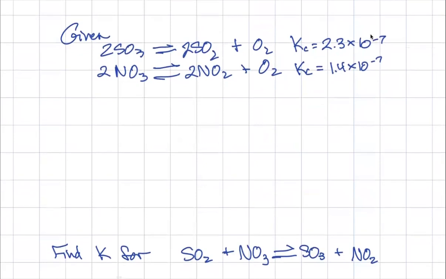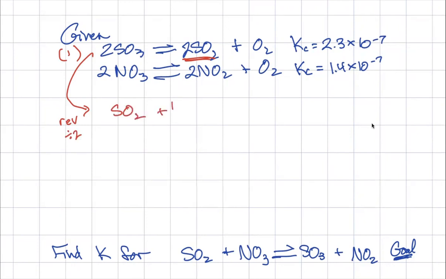Let's see what this looks like if we're doing both things at once, manipulating reactions and combining. So you're given two reactions and you're asked to find K for this goal reaction. Somewhat like Hess's law, I want to figure out what I need to do to each reaction so that it'll add up to the overall. So starting with reaction 1 here, what does it have in common with my goal reaction? SO2. Do I have the correct number of them? No. Is it on the correct side of the reaction? No. So this reaction is going to need to be reversed and divided by 2, which will give me SO2 plus 1/2 O2 is in equilibrium with 2 SO3. Sorry, just SO3.